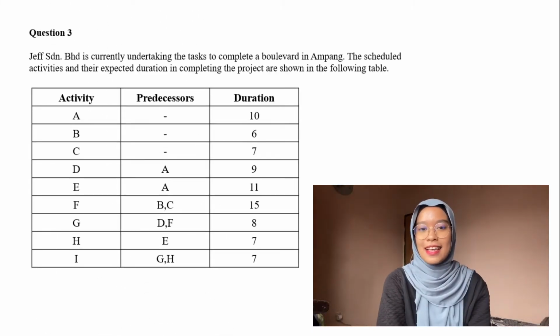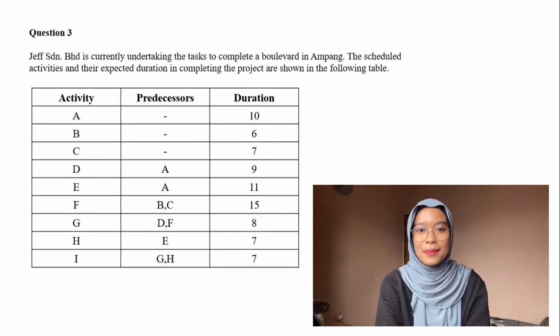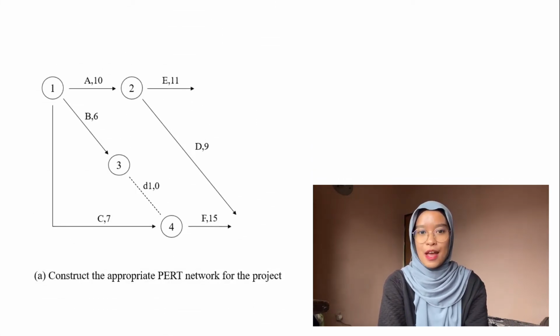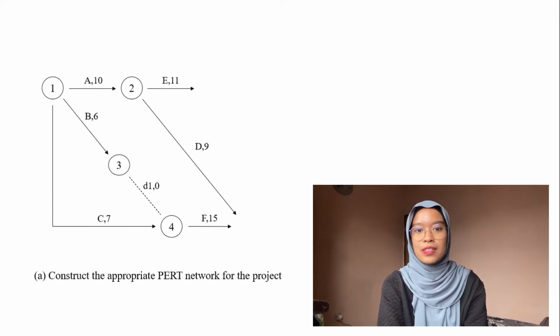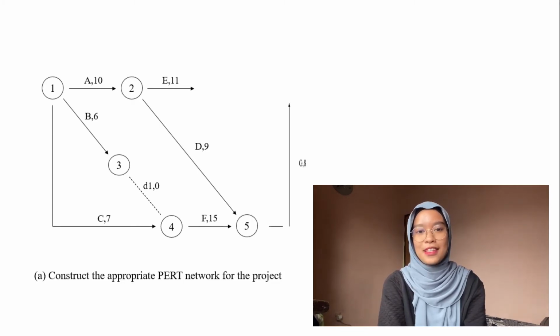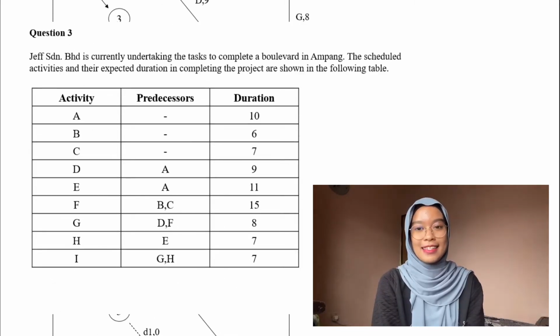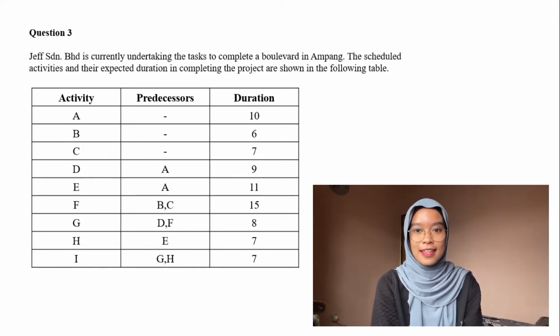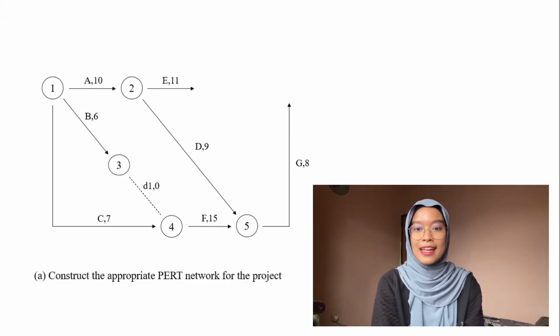Alright, next is activity G. The predecessors for activity G are activities D and F. Since activities D and F do not come from the same node, we can end activities D and F with node number 5 and start activity G. Next is activity H. Activity H comes from activity E. So we must end activity E with node number 6 and start activity H.